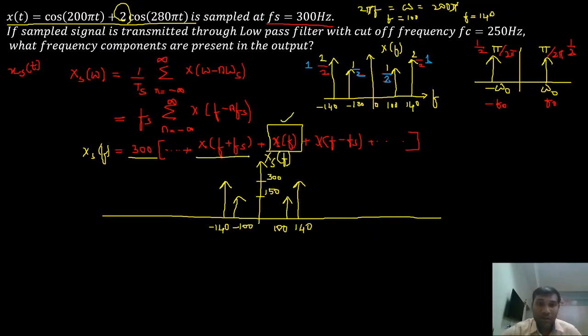Now I have x of f plus fs. There is a plus sign here. Plus sign means it is shifted to the left side. So what is the value of fs? Fs is 300. It is shifted by 300 in frequency. So whatever is there at 0 will be there at negative 300.